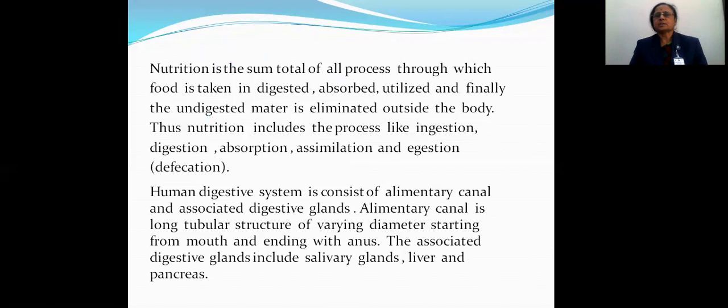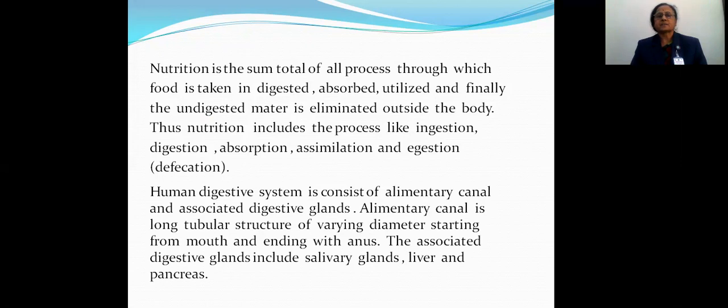Nutrition. What is nutrition? Nutrition is a complicated process. It involves other processes like ingestion, digestion, absorption, assimilation, and egestion. Nutrition involves a main process known as digestion.